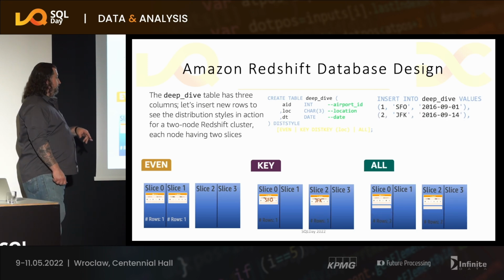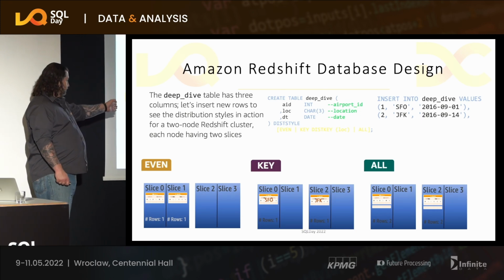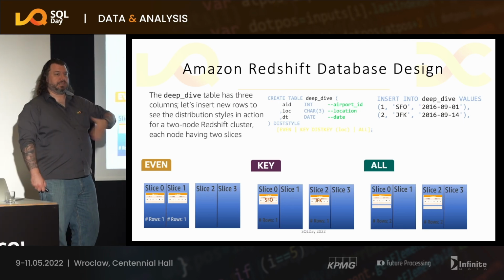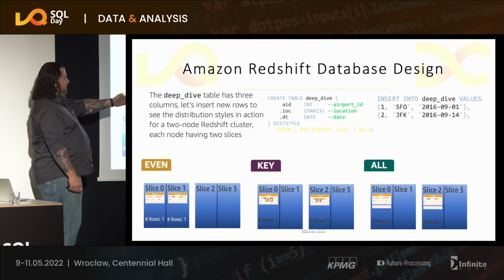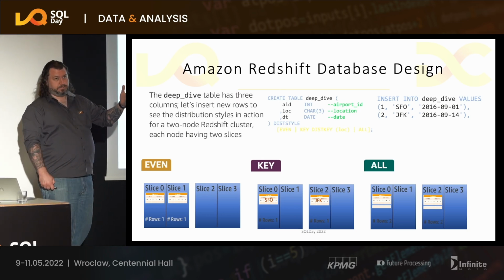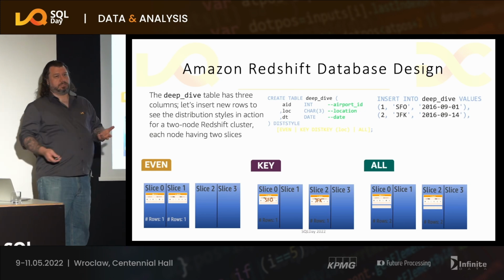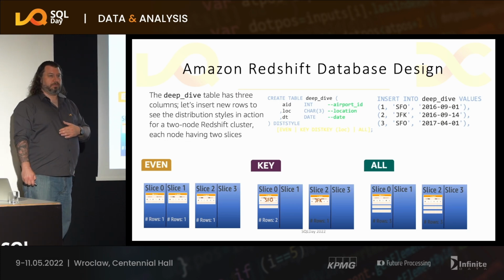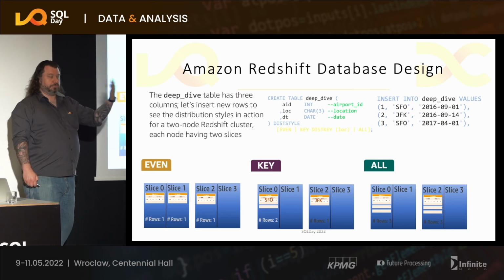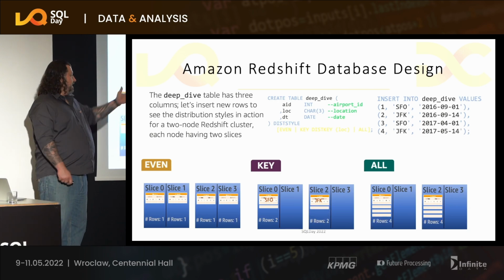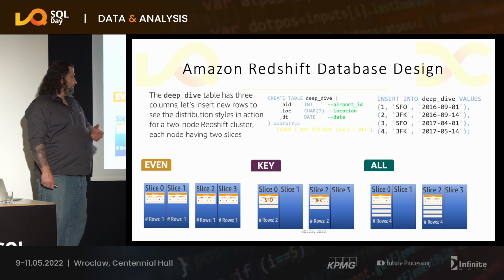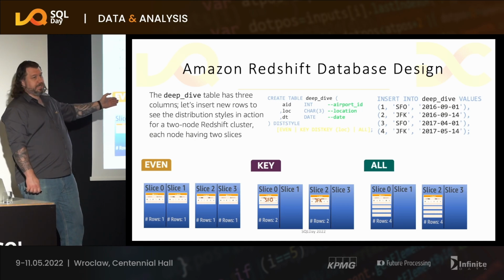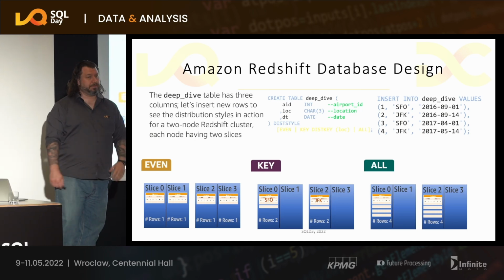We add another record, this time for JFK. It goes into slice 1 on node 1. So it's essentially going to do a round robin, for every row that comes in, I'm going to put it here. The JFK value hashes to something different, so it's going to go into slice 2 on the other node. And then for all, it just goes on the bottom on the leading slice. We add another SFO, it gets added in the key one to the bottom of the existing one. On even, it just goes into the next available slice. We add another JFK. You can see there we end up with them on the leading slices on each of our nodes in that instance because of the way that they've hashed together. Even has spread it out evenly across all of them, and all has put them in the leading slice on every compute node.